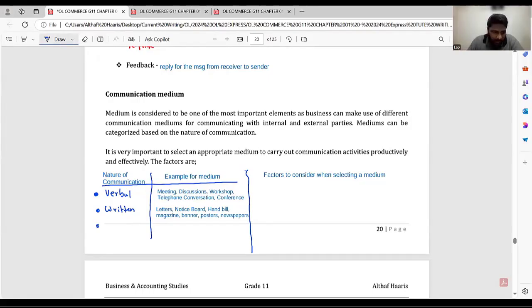And we can use the electronic, for email, fax, WhatsApp messages, those things. Electronic: loudspeaker, digital display boards, email, fax, internet, social media.